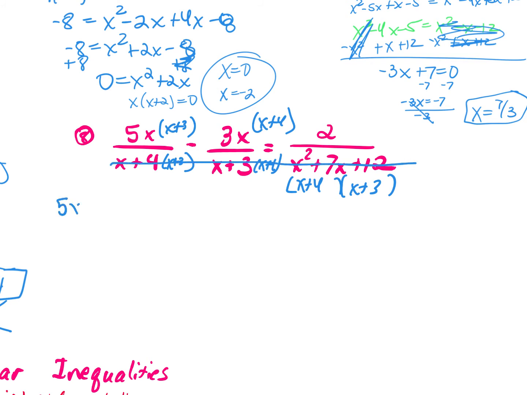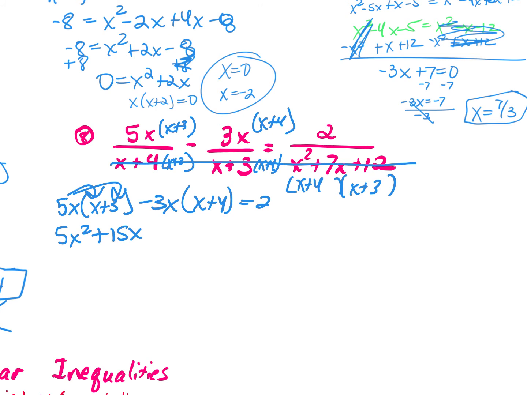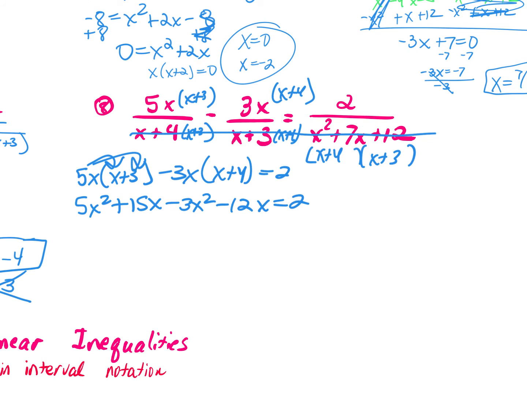So now that we've created our equivalency, our denominators are gone. So we have the equation 5x times x plus 3 minus 3x times x plus 4 equals 2. So we'll distribute. 5x times x is 5x squared. 5x times 3 is plus 15x. Negative 3x and x is minus 3x squared. Negative 3x and 4 is negative 12x equals 2. So now we'll combine like terms and we'll move the 2 over. So our entire quadratic is set equal to 0.